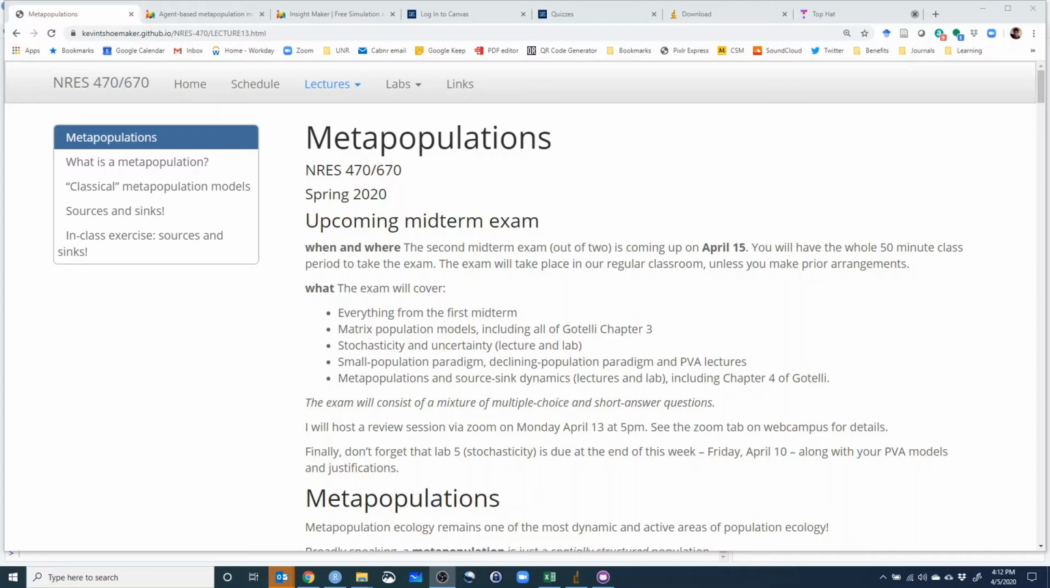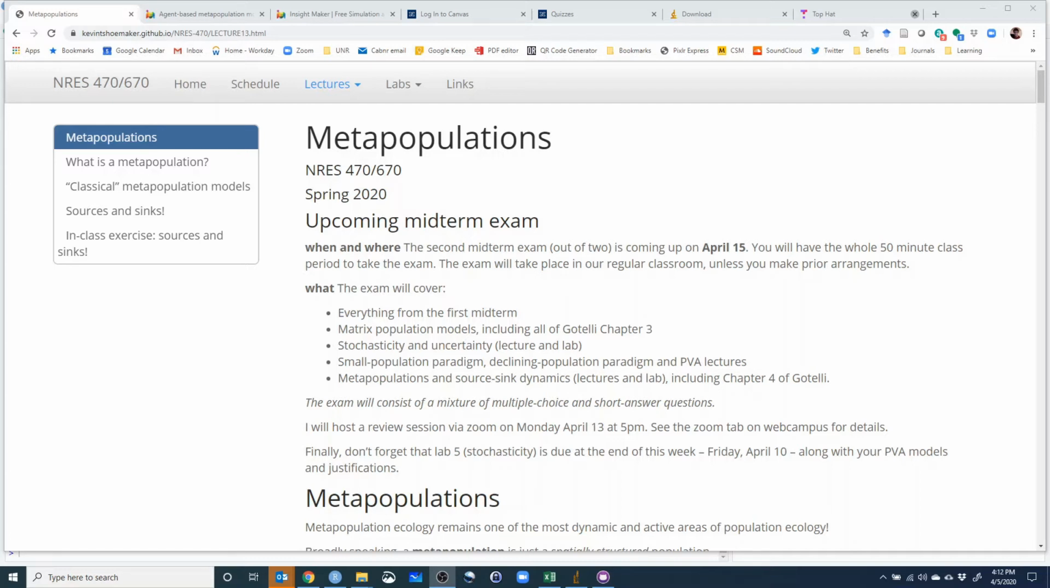Before we get started with the Metapopulations lecture, just a couple announcements. First of all, there is a midterm exam coming up, the first of our remote midterm exams, and that's going to be on April 15th, which is a Wednesday. You're going to have the whole 50-minute class to take the exam.